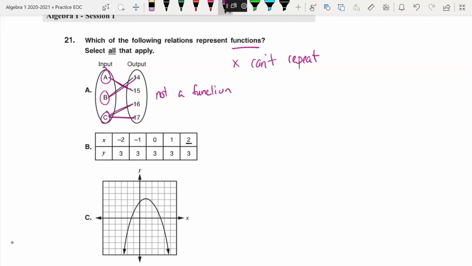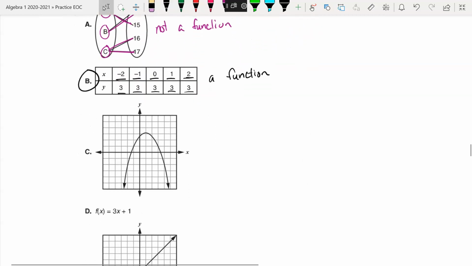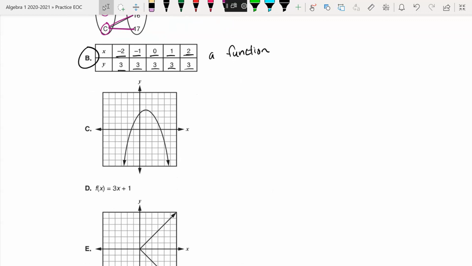So then you go to B. Notice my x's don't repeat, but my y's do, and that is okay. So B is a function because your x's don't repeat, but your y's do. C, we do the vertical line test. I don't know if you guys remember this. You draw a bunch of vertical lines. If it only hits it at one spot, then it is a function. So all these vertical lines only hit the graph at one spot, so this is a function.